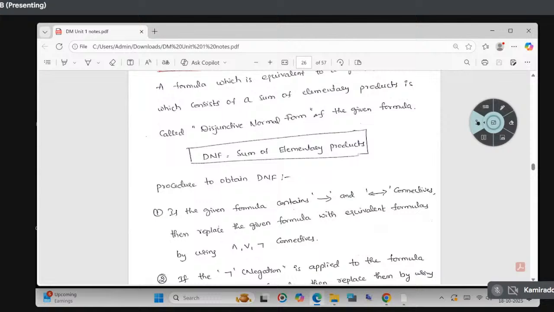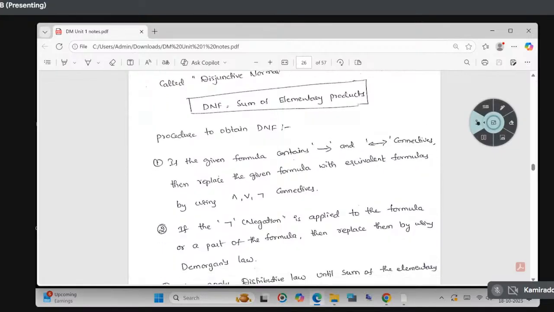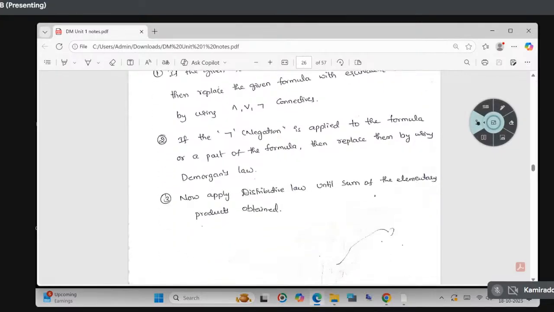DNF is sum of elementary products. So what you are going to do again, if you are having condition by condition, replace with and or negation. If you are having negation, then go for the replace by using De Morgan's law. Again, you have to apply the distributive law. Okay, two laws.